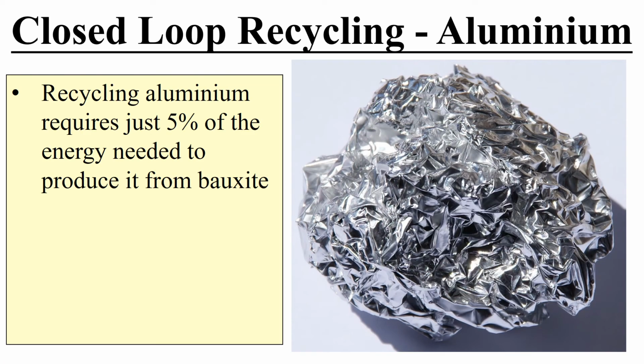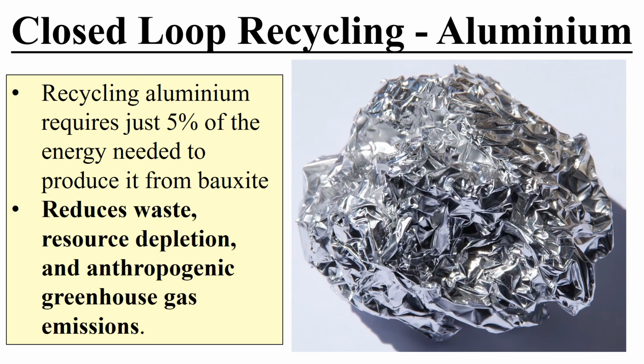So a good example of this is aluminium. Aluminium is taken from the ore bauxite, and if you recycle it, all you need is 5% of the energy which was initially required to get it from the ground. So there's less waste, resource depletion, and anthropogenic greenhouse gas emissions in being able to get aluminium recycled.